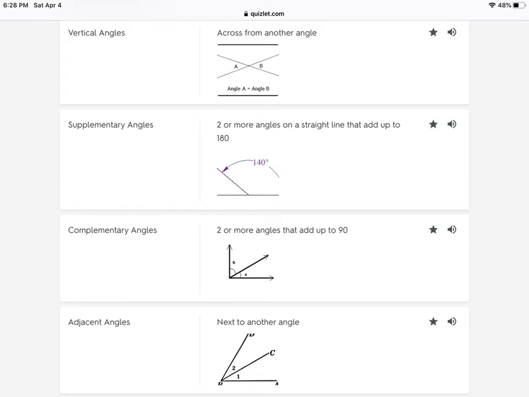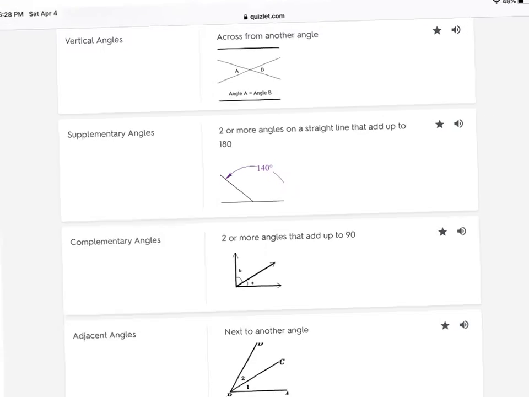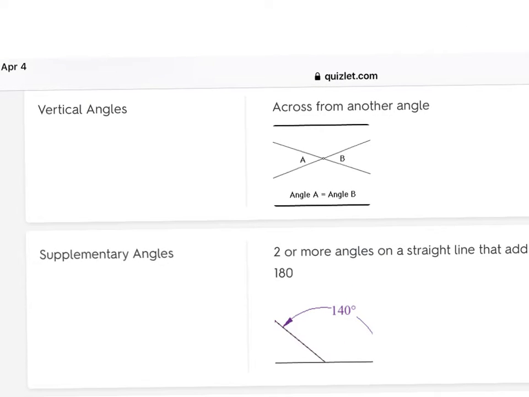So I want to take a minute and just run through the 12 vocabulary words, and then I'll show you on Quizlet how you can make a test out of them. The first term is called vertical angles, and vertical angles are across from each other. So A and B are vertical angles, and they're congruent. If angle A was 40 degrees, then angle B would also be 40 degrees. They're equal to each other. So vertical angles are across from each other.